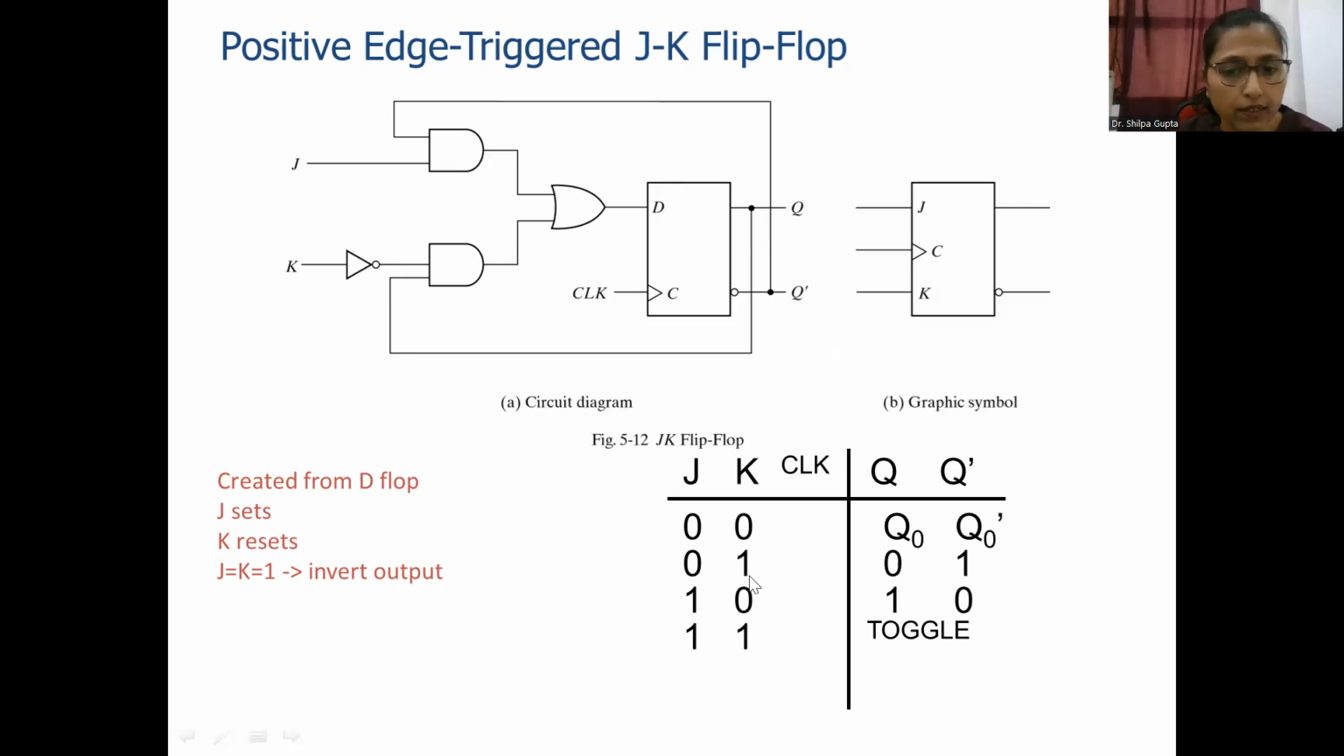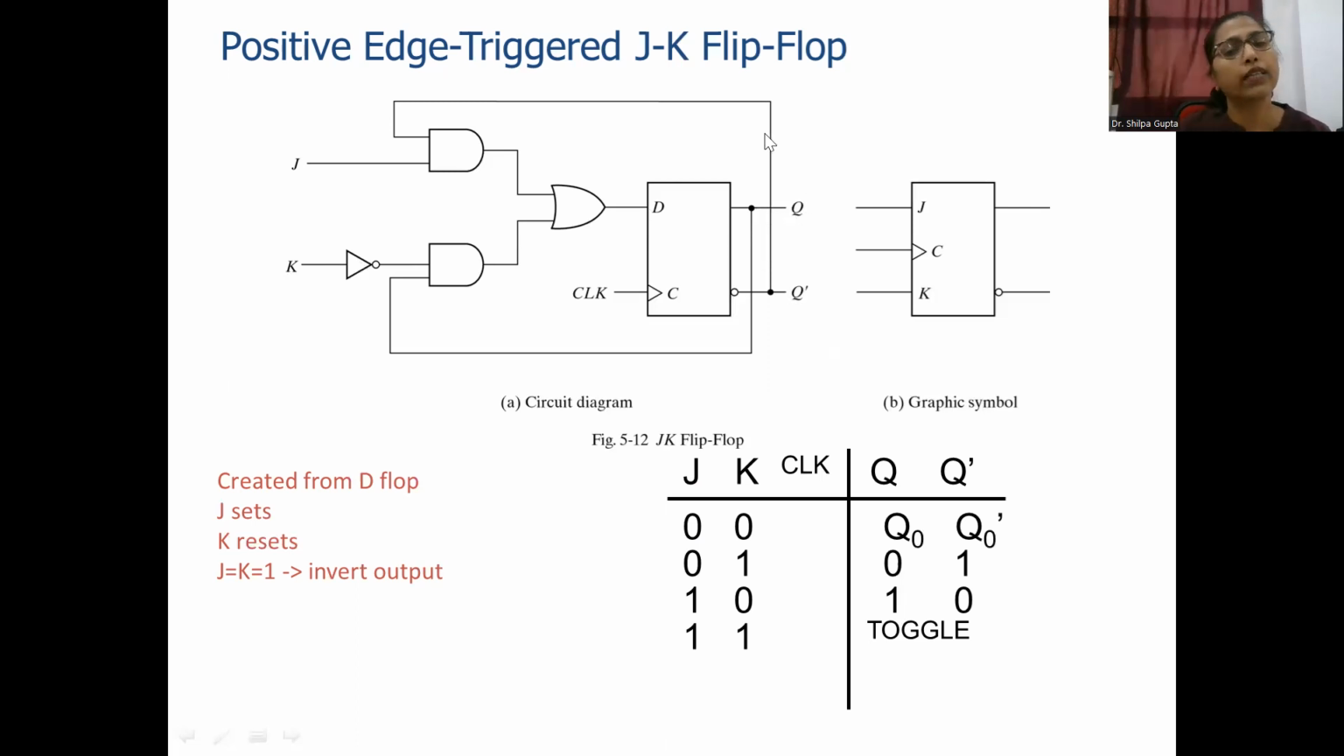Now let us take another example that J and K both are 1, 1. J is 1, K is 1. When J is 1, you will get Q bar here. And when K is 1, here you will get 0. So output of this AND gate is 0. So here Q bar and here 0. Q bar plus 0 is Q bar. You will get Q bar here. Whatever is the input here will be provided at the output. So Q will be toggled and the output would be Q bar.